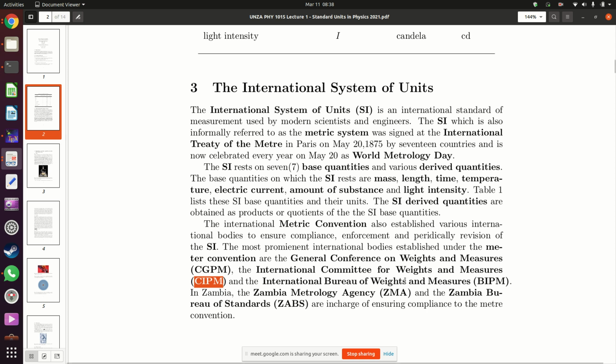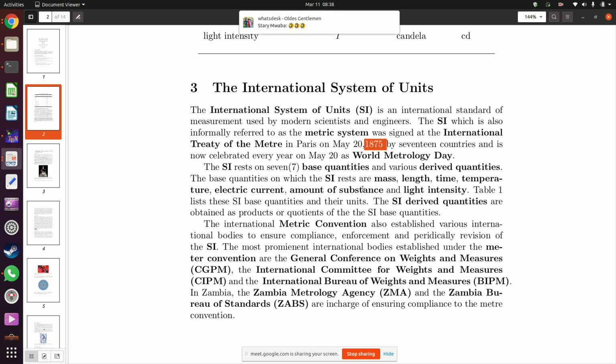Then there are countries like Zambia, which were not there in 1875. So Zambia didn't exist in 1875 because Zambia only came into existence in 1964. So other countries which were not there in 1875 have joined this SI system of units. So once you join this SI system of units, you also have to establish organizations inside your country which are going to help ensure compliance to this treaty.